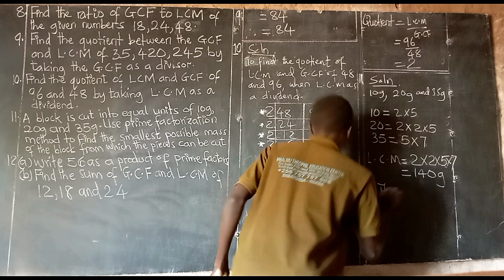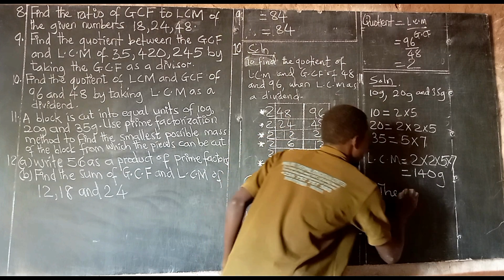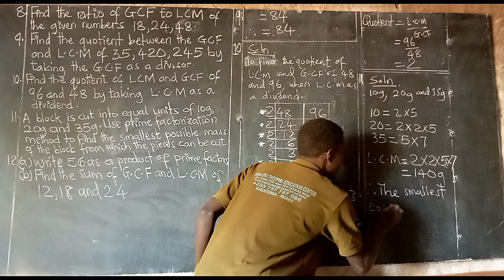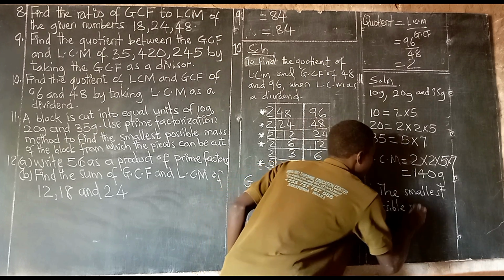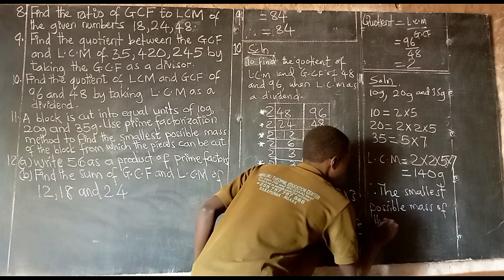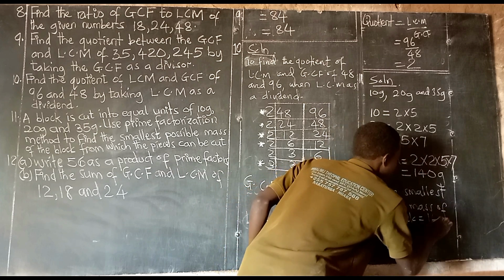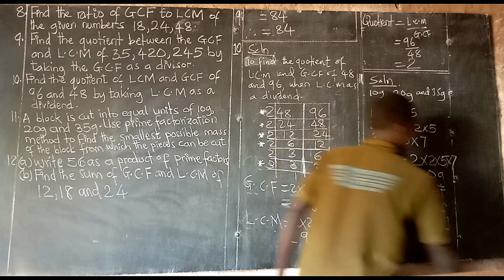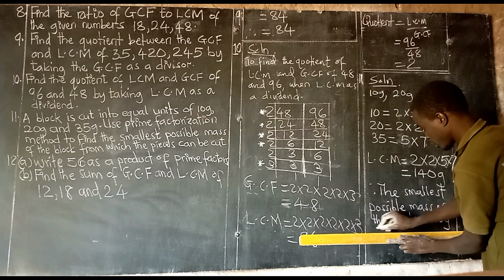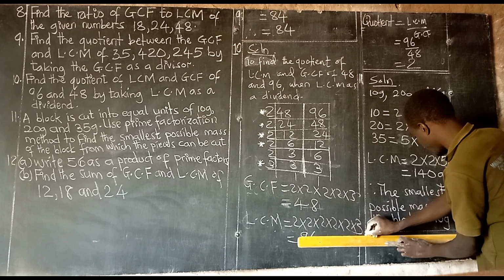So the conclusion: we are asked to calculate the smallest possible mass of the block. The smallest possible mass of the block will be equal to 140 gram. 140 gram is the smallest possible mass of the block.